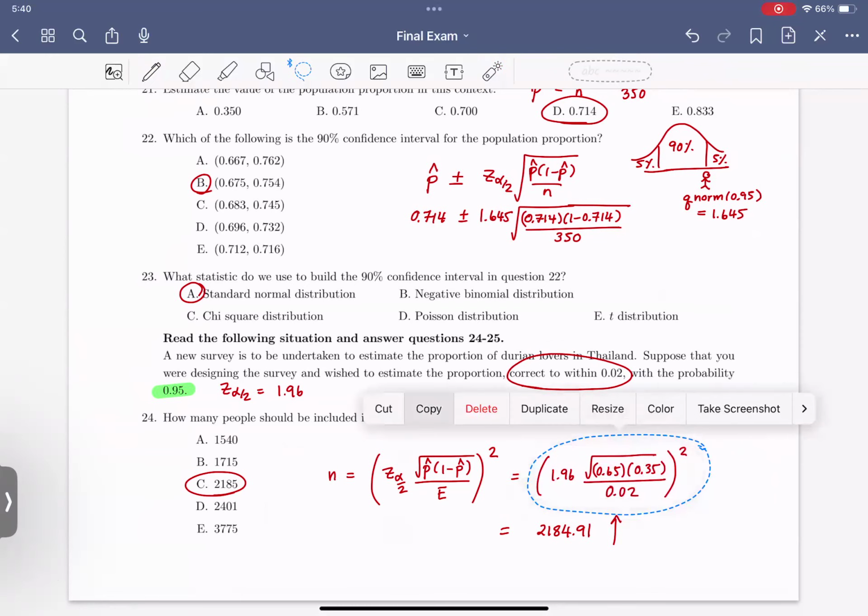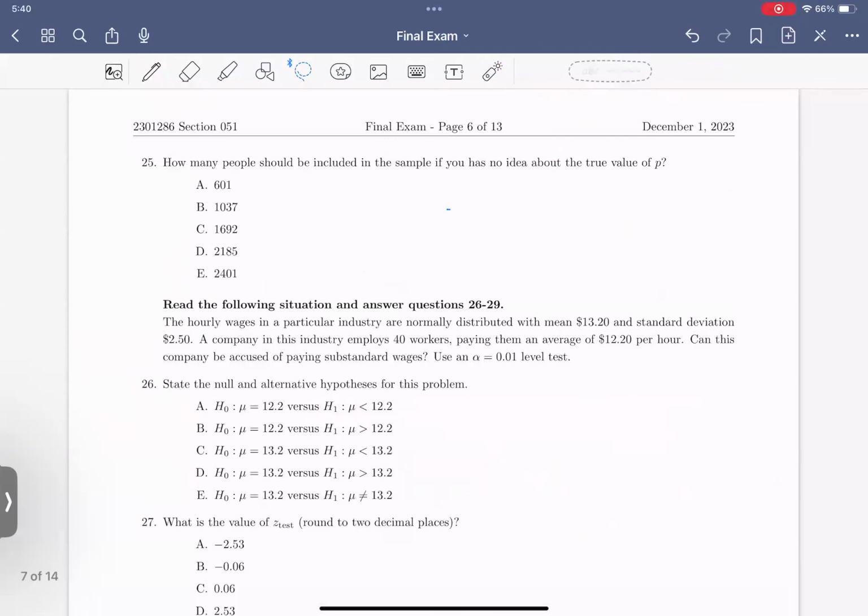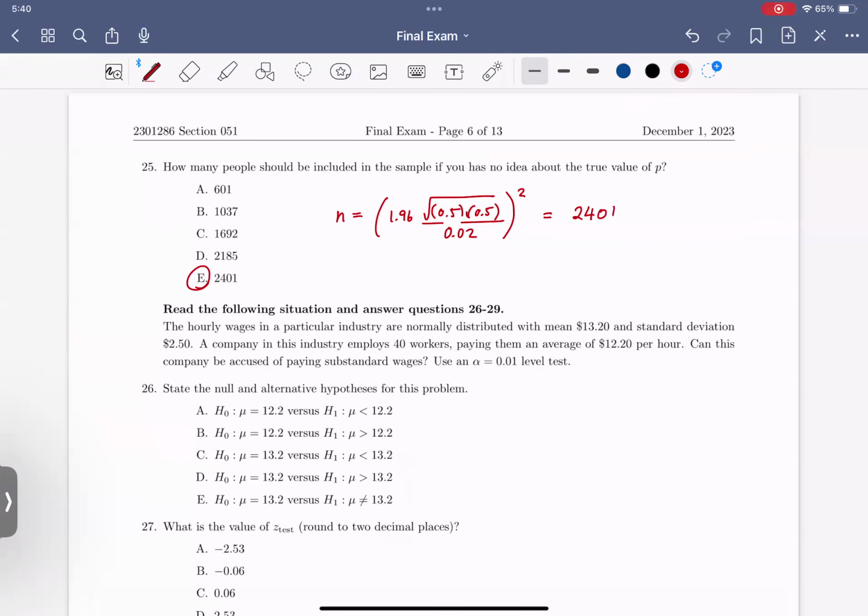So if you change this thing to 0.5, that's going to be the answer of question 25. So we're going to copy this one and paste it here. This is the answer for question 25, where you need to change this a little bit. Everyone change it to 0.5, 0.5. All right, and that will be the answer for your question 25, which I'm gonna compute now. It's 2401, which is choice E, 2401. All right.